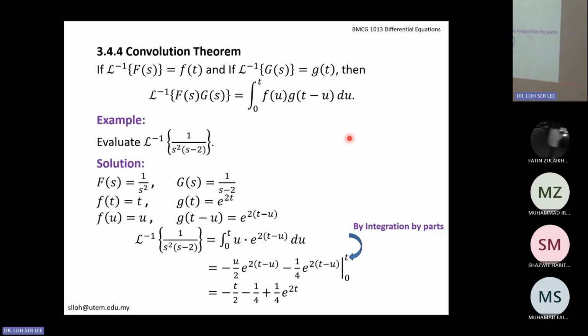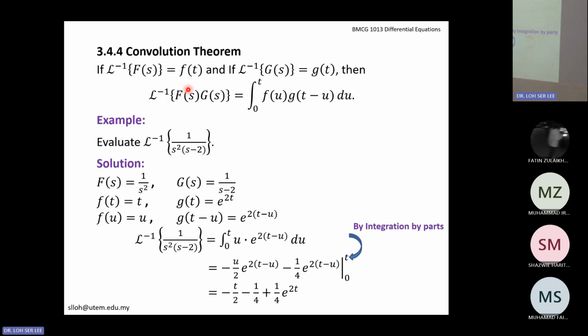Convolution theorem is used for inverse Laplace. So when we want to inverse a Laplace function, and the function is a product function, f times g, then we can inverse Laplace by using this formula. Okay, so this formula involves the integration. If you look at the formula, this is the formula.